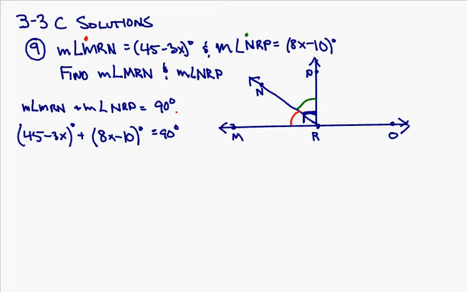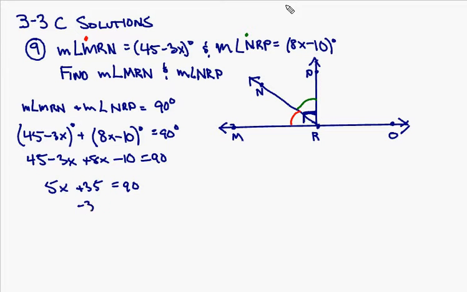There's no numbers in front of either of those sets of parentheses. Therefore, we can take the parentheses away, because we're not going to use distributive property. So this just simply becomes 45 minus 3x plus 8x minus 10 equals 90. All right? So let's combine our like terms. So we have negative 3x and an 8x. Negative 3x plus 8x is 5x. 45 and negative 10 is positive 35 equals 90.